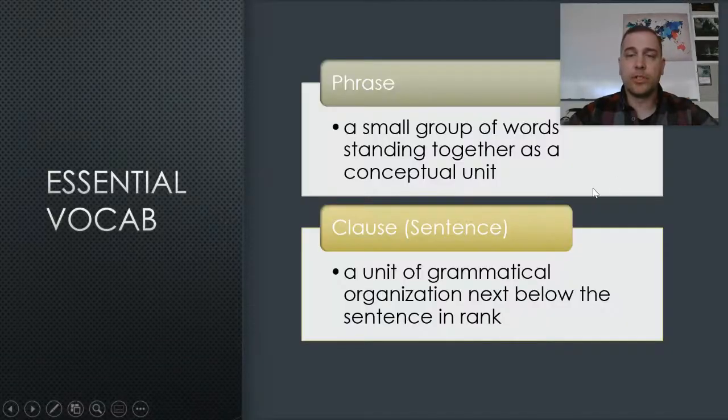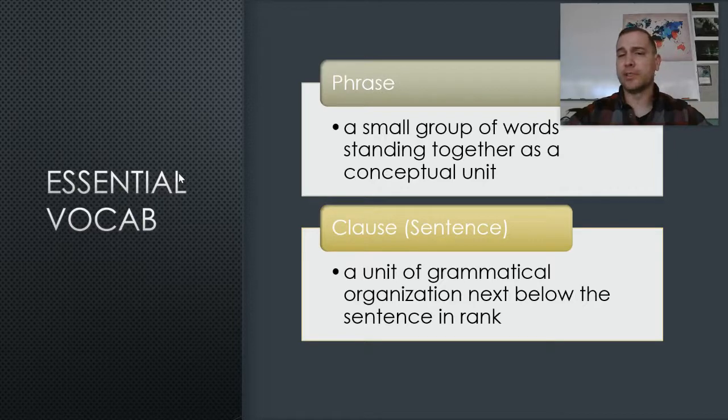Well, what you're looking for is going to be apparent in a second. But there's a couple words I want you to know. There's what's called a phrase, which is a small group of words that work together as a unit. And then there's what's called a clause or a sentence, right?